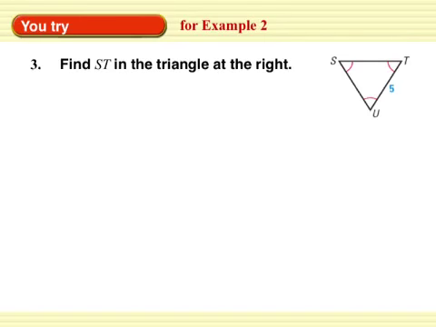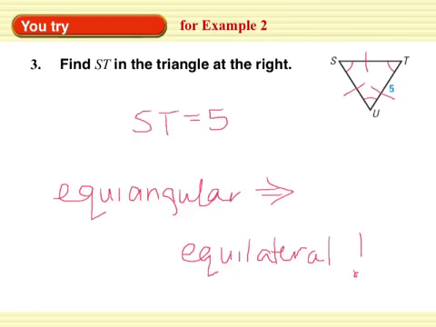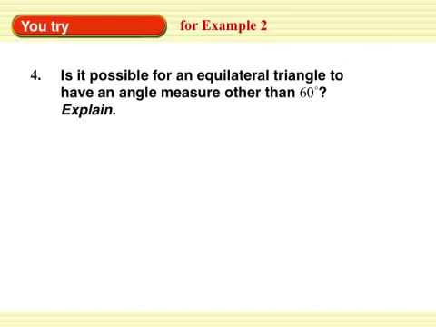Okay, you try. Find ST in the triangle at the right. Push pause. If one side of this triangle is 5, then all the sides are 5 because an equiangular triangle is also equilateral. Pretty simple. Let's try another one.